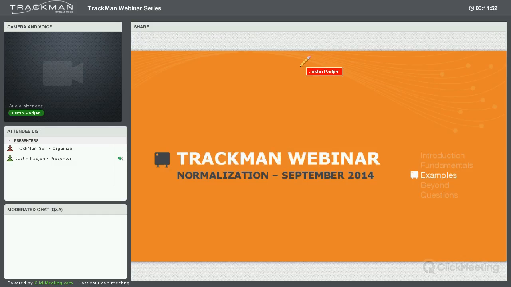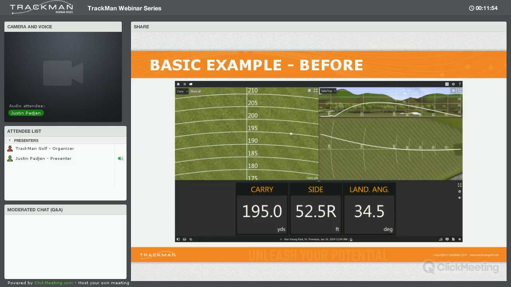All right, so now we're going to go into some examples here. We'll just look at a very basic example, similar to the first one that we looked at. Here's a shot that has a lot of bend in the trajectory. Looks like a huge slice from this player, and the ball has landed almost 53 right of the target line. The land angle's 34.5 and the carry's 195.